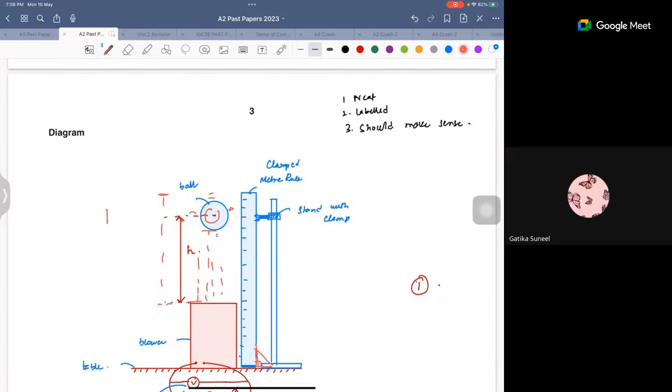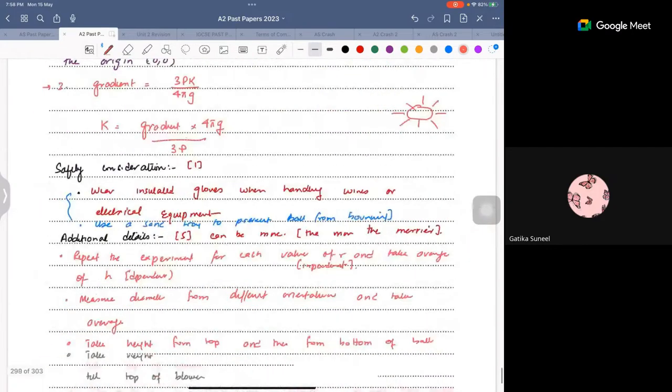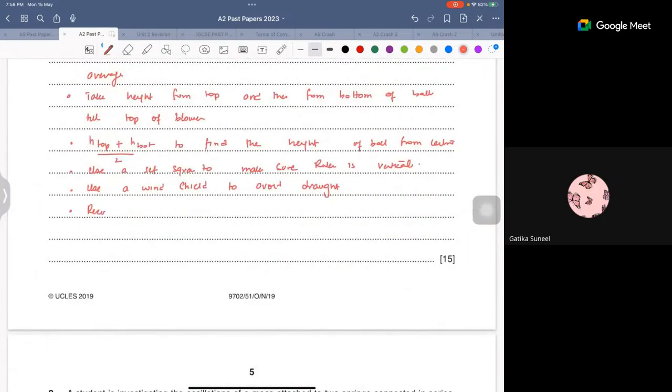How about if we put a video camera and record the motion with the clamp rule, so we can see exactly where the mean height would be. That would be a good idea. So let's do that. Record the height using a video camera with clamp rule, and playback in slow motion. That would help you get it accurate.